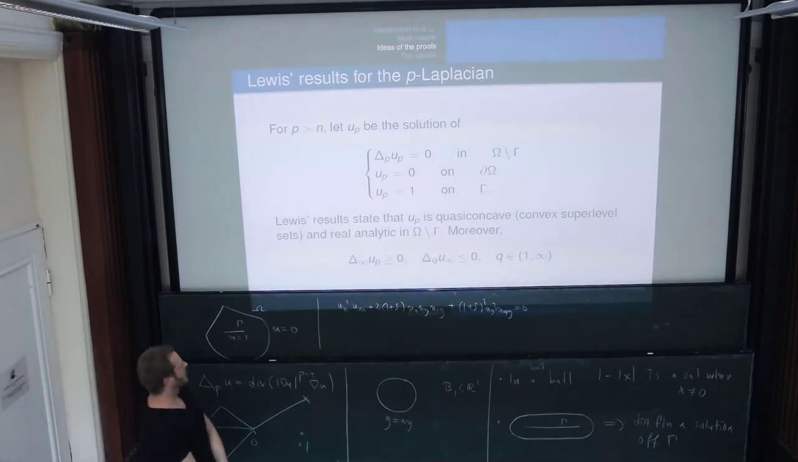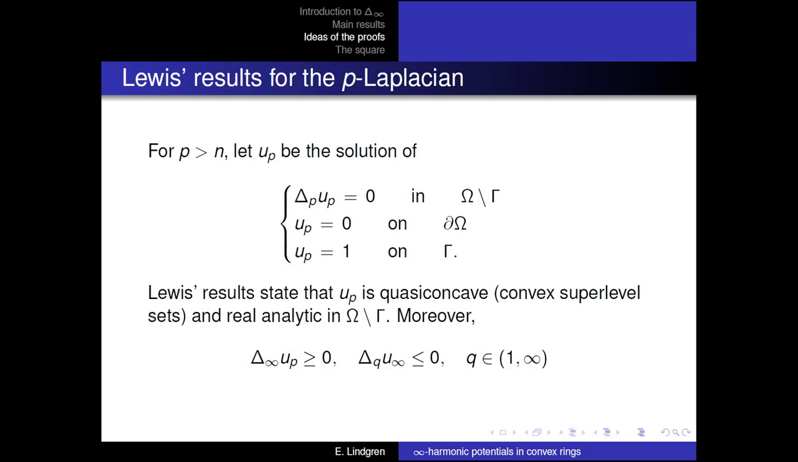So first, another thing I would like to mention, which is related to the result of Lewis. So I said that he proved that if you solve this problem for p-harmonic equations, the super level sets are convex. And in fact, you can use that. You can expand the operator to prove these kind of inequalities. So if you take the p-harmonic function and you take the infinity Laplace operator of that, it's going to be a subsolution. But if instead you take the problem we are looking at, so when p is infinity, so you have infinity harmonic function in this convex ring, and you take any q Laplacian, which is between, let's say, 1 and infinity, then it's a supersolution. And this is crucial. And it's not true in general, if you don't have a convex domain.